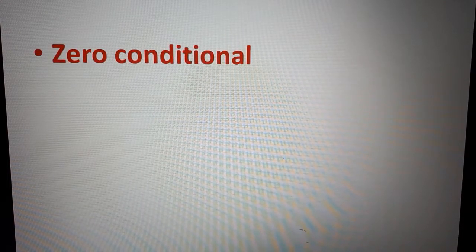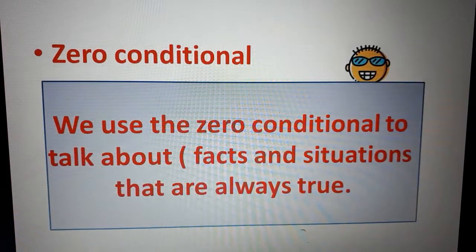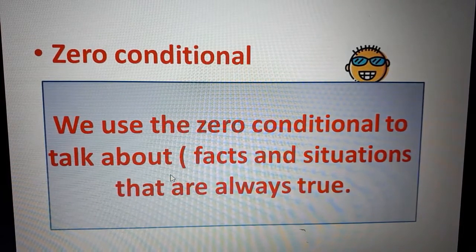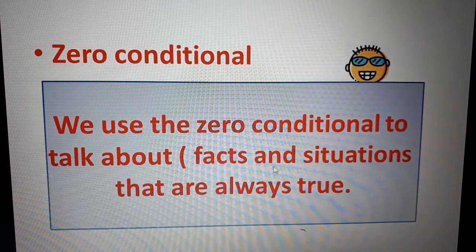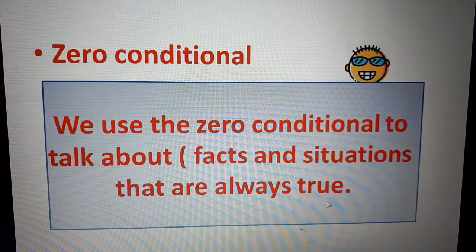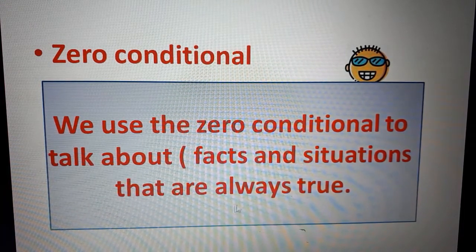Now zero conditional. When we use zero conditional, we use zero conditional to talk about facts. What does facts mean? حقائق. Or the situations that are always true. مواقف تيجي طبيعية جدا هي هيك. Now this is the meaning of zero conditional and the use of zero conditional. If you want to express anything that is a fact or true, you can use if zero conditional.